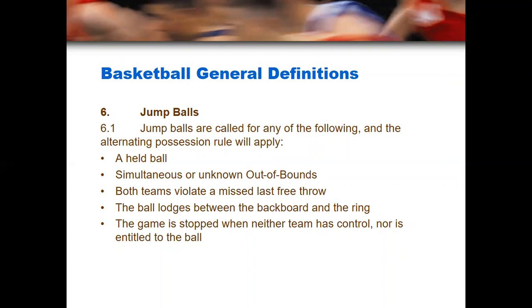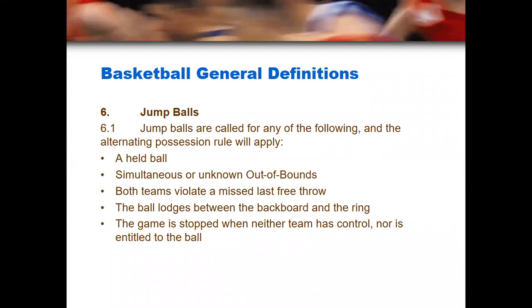There's a lot of rules surrounding the free throws and what the defending team is allowed to do and the attacking team is allowed to do. So when violations have been committed by both teams at a free throw, then it will usually also be determined by a jump ball. Okay, and then the ball lodges between the backboard and the ring, which does not happen a lot, but it does happen sometimes. And then the game is stopped when neither team has control nor is entitled to the ball. Okay, so that is when jump balls take place.